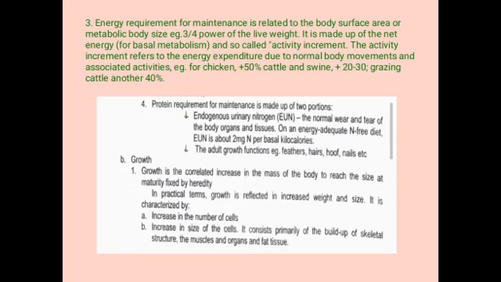Number 4, protein requirement for maintenance is made up of two portions: endogenous urinary nitrogen, the normal wear and tear of the body organs and tissues, on an energy adequate and protein-free diet, where the endogenous urinary nitrogen is about 2 mg per basal kilocalorie; and the adult growth function, some feathers, hairs, hoof, nails, etc.